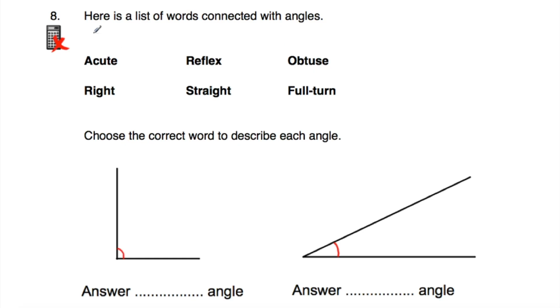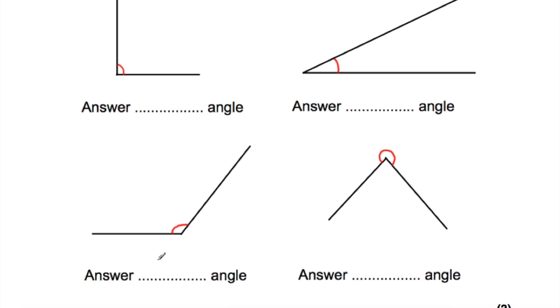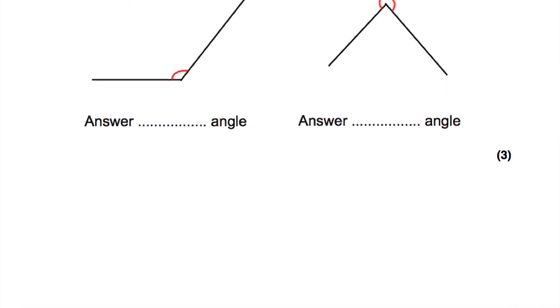Okay, so let's look at our next question, question number 8. Question number 8 says, here's a list of words connected with angles, and our choices are acute, reflex, obtuse, right, straight, and full turn. It says, choose the correct word to describe each angle. So here we've got an angle, and we've got something angle. Here we've got an angle, and we've got something angle. And then if we scroll on down, we've got another angle and something angle, and another angle marked in red, with the label of what type of angle it is, and so on.